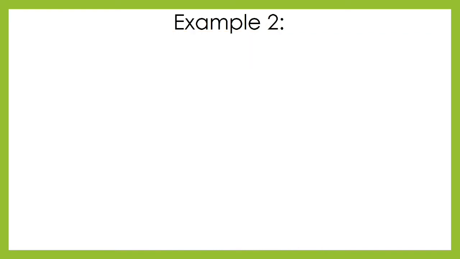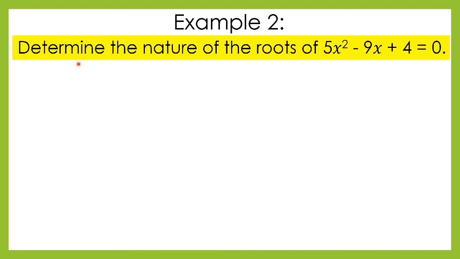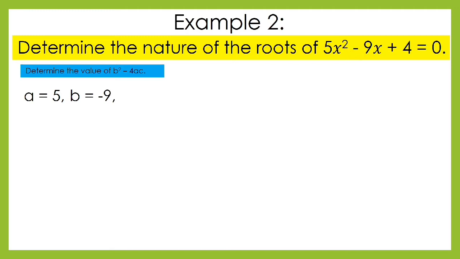Let's have example 2. Determine the nature of the roots of 5x squared minus 9x plus 4 equals 0. First, determine the value of b squared minus 4ac. Let's identify the values of a, b, and c. Our a is 5. Our b is negative 9. C is 4. And then, substitute the values of a, b, and c to b squared minus 4ac.